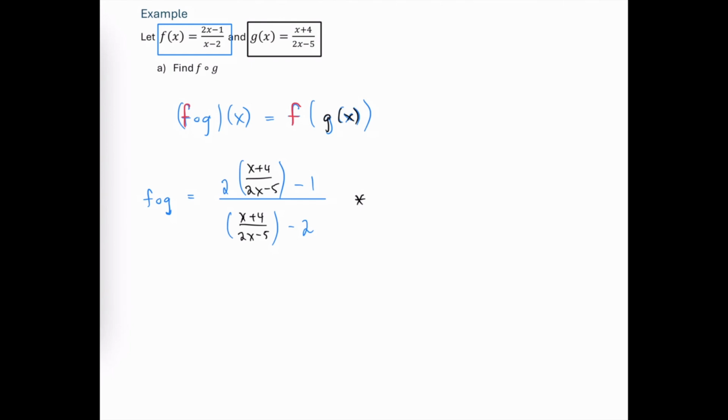One thing that we can do is multiply the top and the bottom by the least common denominator of all the fractions within the complex fraction. Remember, anytime we multiply by 1, it does not change the value of the function, but a well-chosen one will change the form. And the one that we choose is the least common denominator, which is 2x minus 5, because that's the only denominator in any of the fractions.